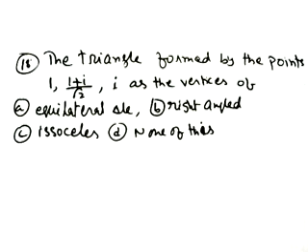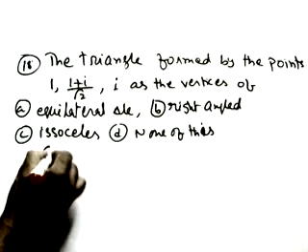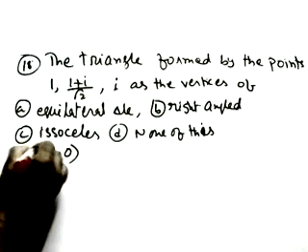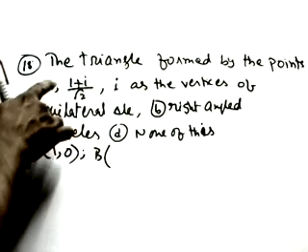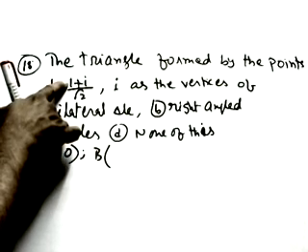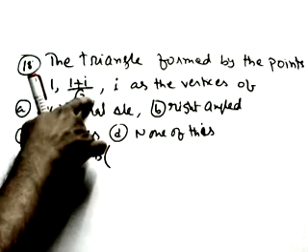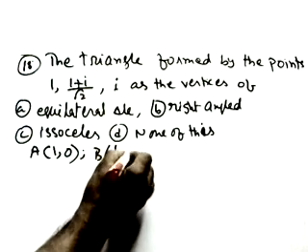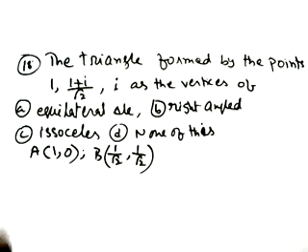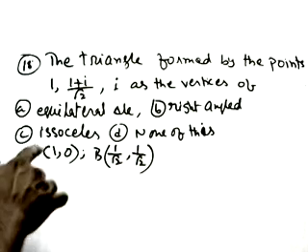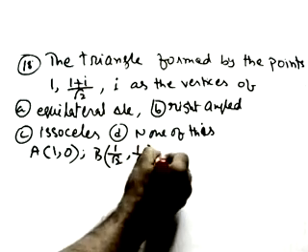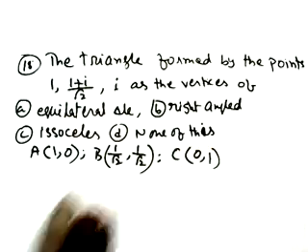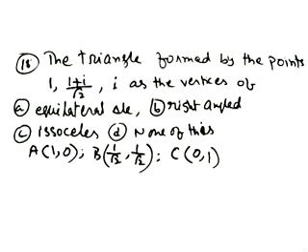The triangle formed by the points as the vertices of... see here, this point can be written as real comma imaginary. Real is 1, imaginary is 0. Suppose this is point A. For point B, separate it: real is 1 by root 2, imaginary is 1 by root 2. So this is A and this is B. Now what is C here? Only i, there is no real part, so this is 0 comma 1.